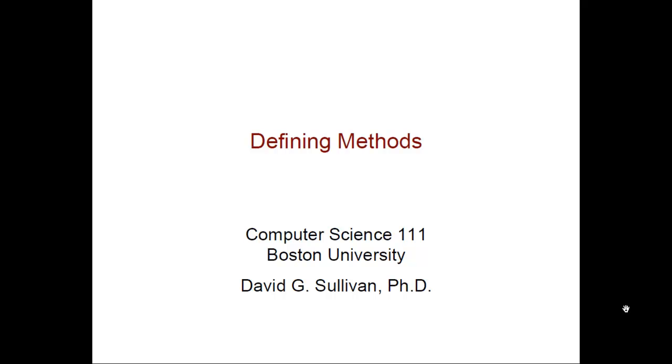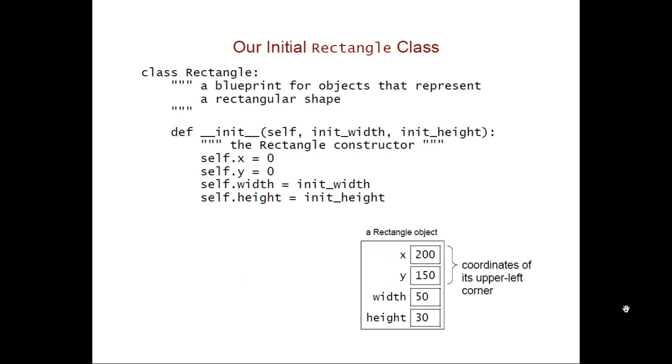In the previous video, we looked at the beginning stages of defining a class, and now we're going to add some methods to that class. So our class was for rectangle objects. Each rectangle object has an x and y coordinate for its upper left-hand corner, a width, and a height.